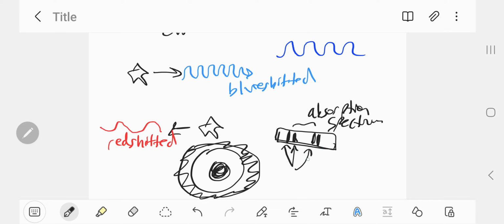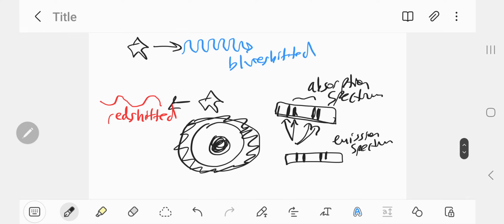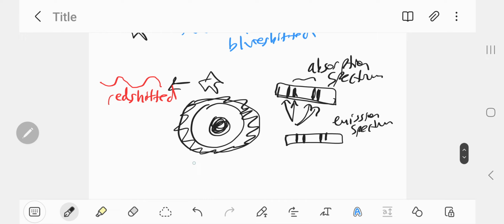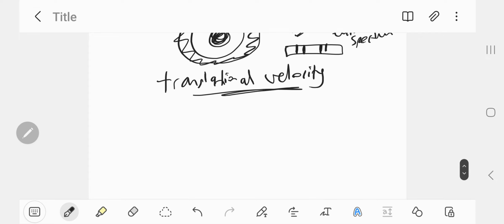And those missing lines, you can actually work them out back on Earth by looking at colored lines instead. Looking at an emission spectrum. So the lines in the emission spectrum correspond to the missing lines in the absorption spectrum, and that's used to determine what elements are absorbed by the star. So that's what's called the translational velocity of a star. We can actually work out the translational velocity of a star simply by looking at its spectra.